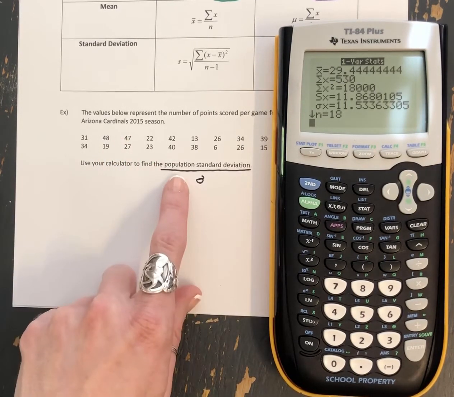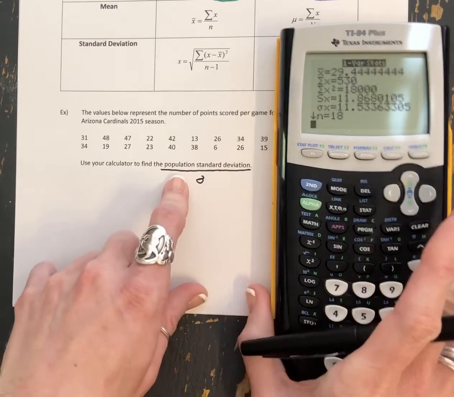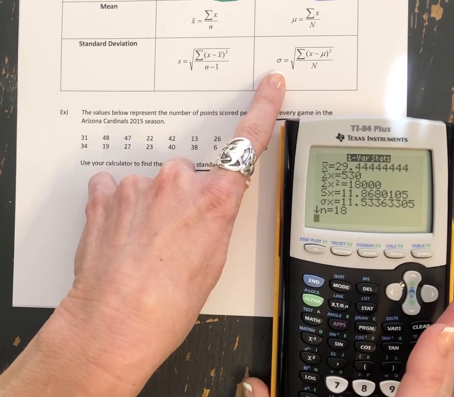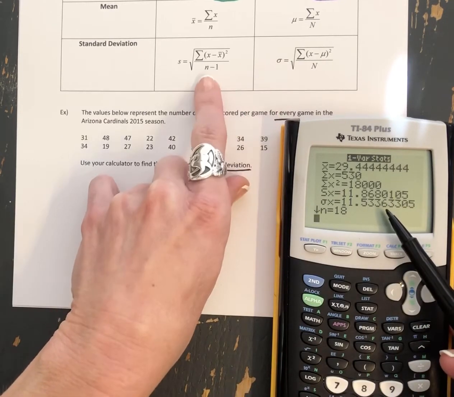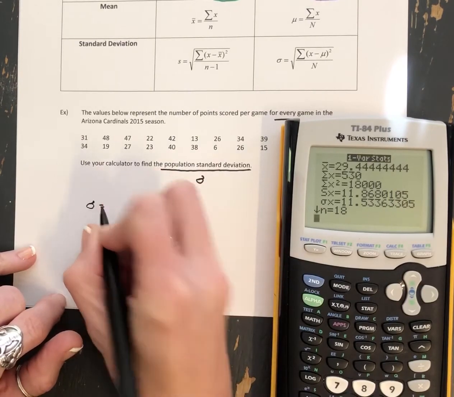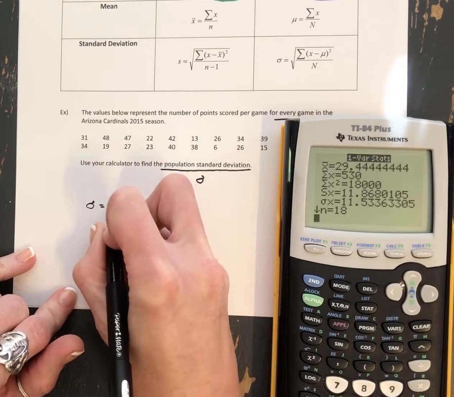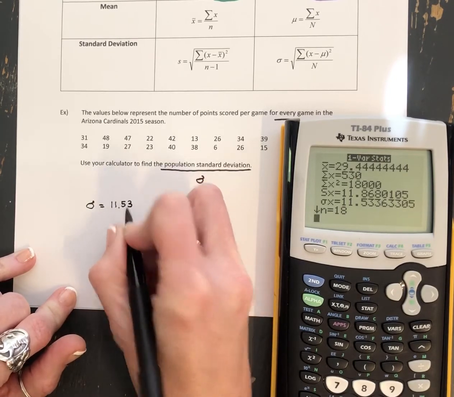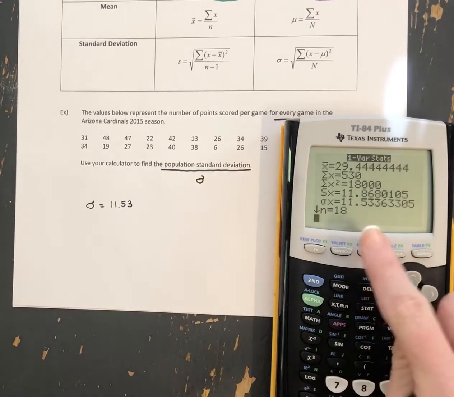In this case, because we were asked to find the population value, we should have been using this formula, which is going to give you a slightly different value than if you used the sample formula. And so we get a standard deviation for the population of 11.53 if we round to 2 decimal places.